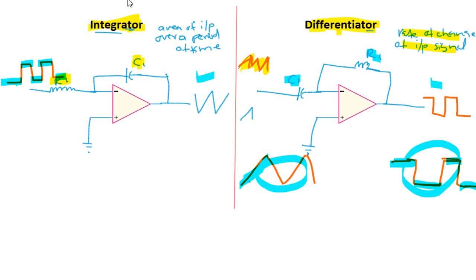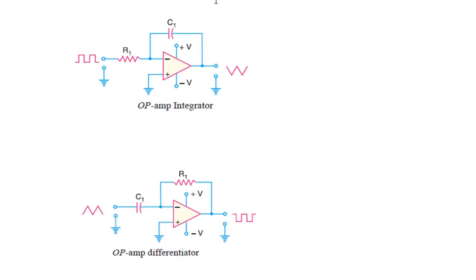Okay, so if you give a square wave to the input of an integrator, you will get a triangular wave. And for a differentiator, if you give a triangular wave as the input, the output will be a square wave. Now let us see the circuit once again. The two circuits are nearly identical. The first one is an op-amp integrator. The second one is an op-amp differentiator. The only difference between these two is the placement of the resistance and capacitance. Here you have R1 and C1 like this, and here we interchange the positions of R1 and C1.